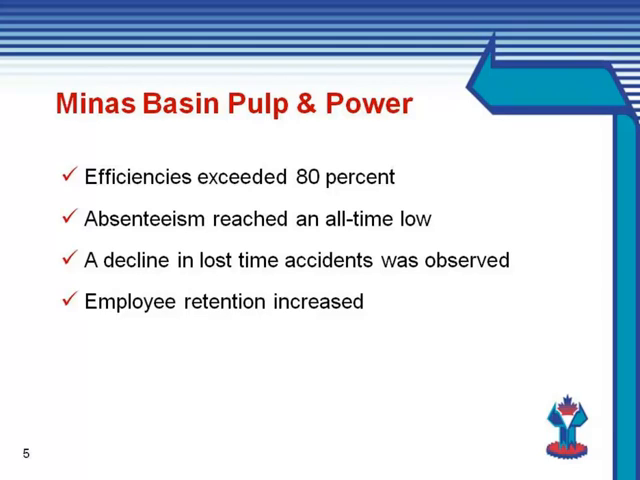The results were impressive. Efficiencies on the paper machine exceeded 80%. The highest the company had ever achieved before was in the high 70s. Absenteeism reached an all-time low at 6.9 days absent per employee. Prior to the program, the average had been 10.9 days. A sharp decline in time lost due to accidents lowered the company's safety performance index from 19.9 to 1.5. And in addition, employee retention improved.